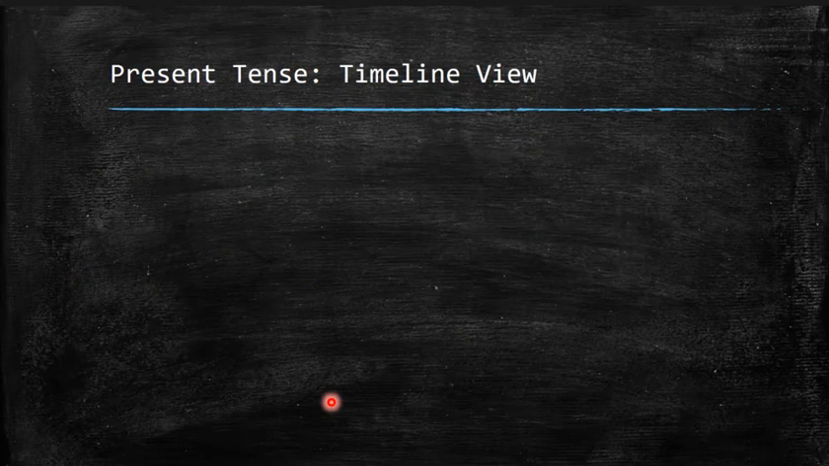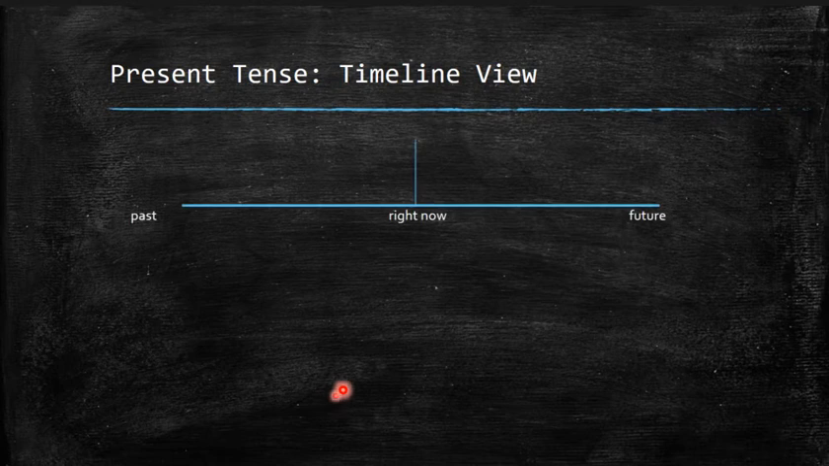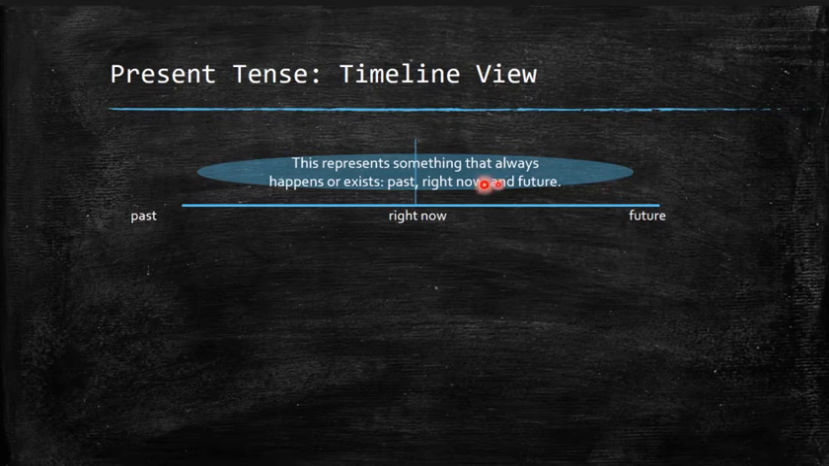Okay, if you want to see the present tense from a timeline perspective, we have a timeline here. We have the past, we have right now, and we have the future. And the present tense basically covers all of this time. That's why I call it the always tense. So this represents something that always happens or exists in the past, right now, and in the future.